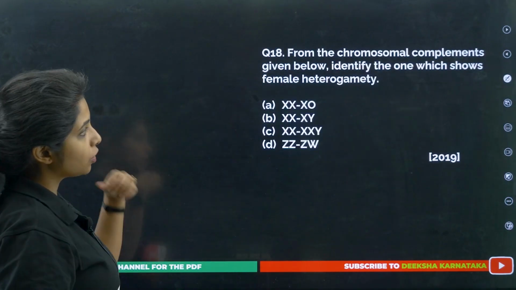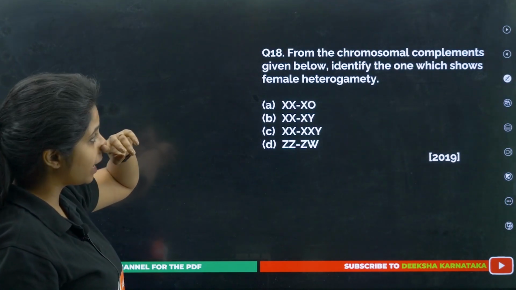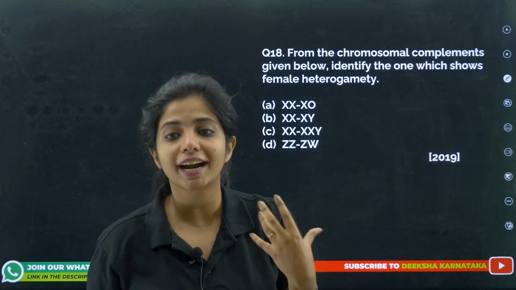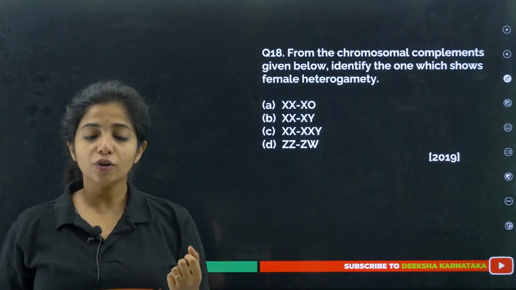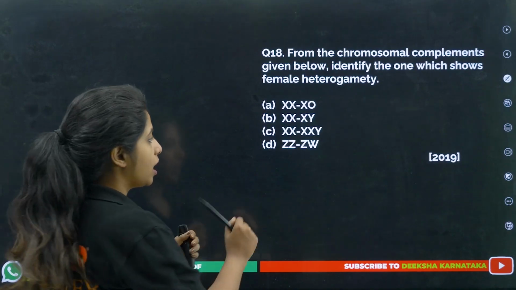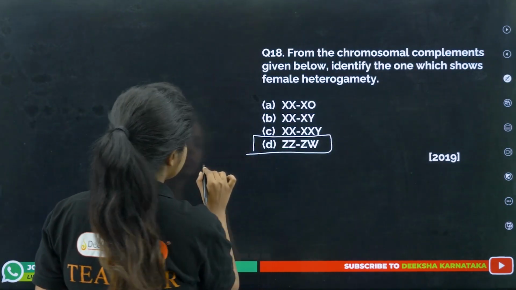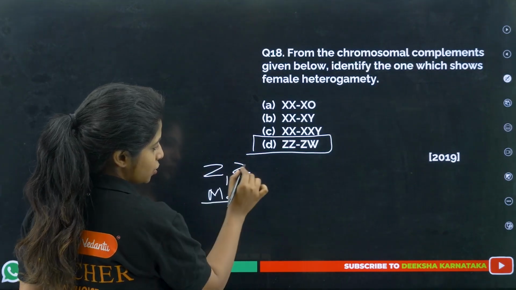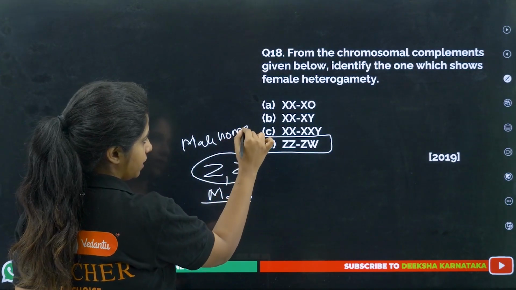Next question. From the chromosomal complements given below, identify the one which shows female heterogamety. Female heterogamety. So until now we were talking about male heterogamety, XY and XO. Female heterogamety is shown by just one group of organisms, that is birds. So in birds, what happens? ZZ stands for males. So this is the homozygous condition, male homogamety.